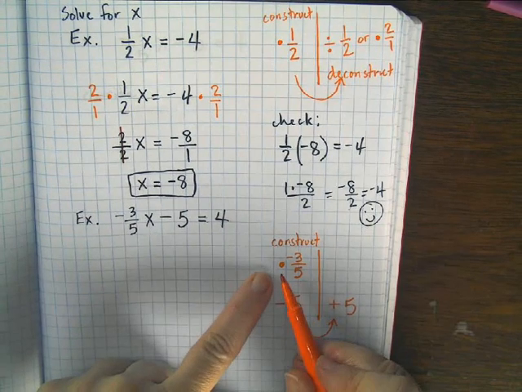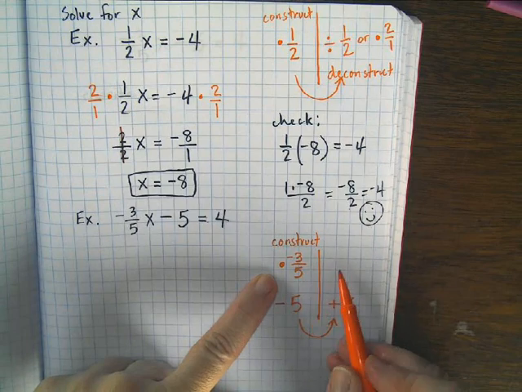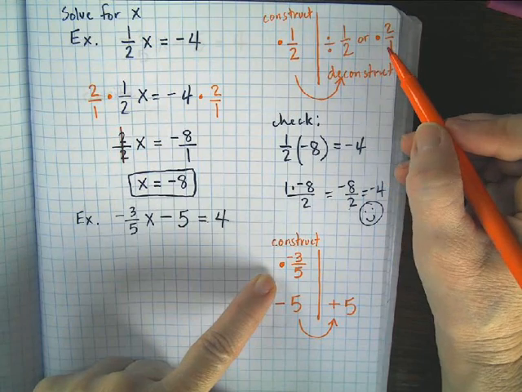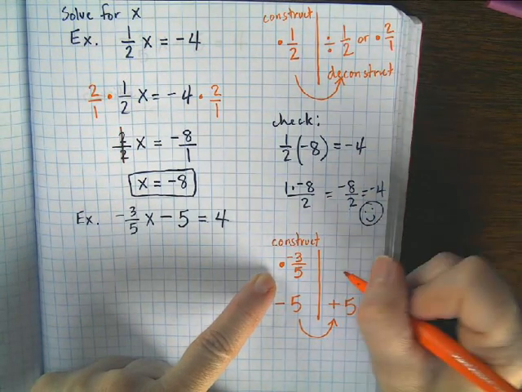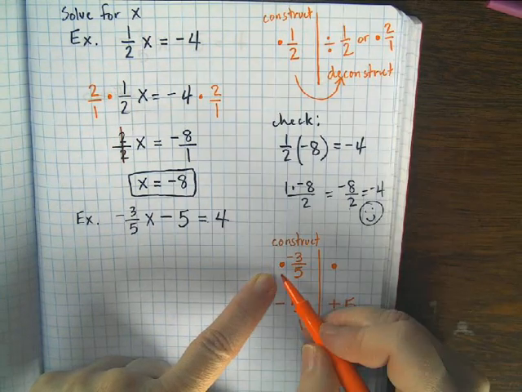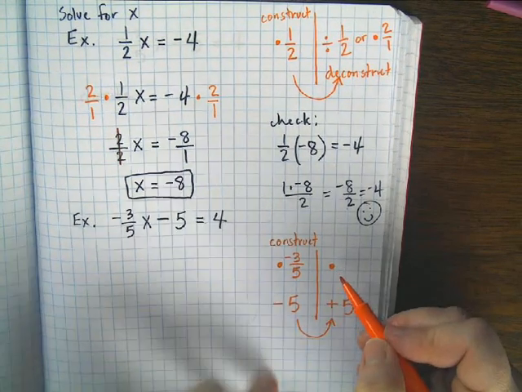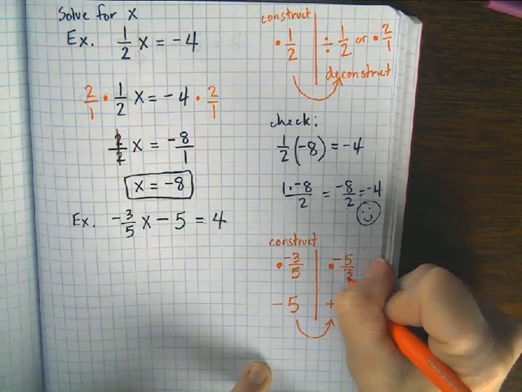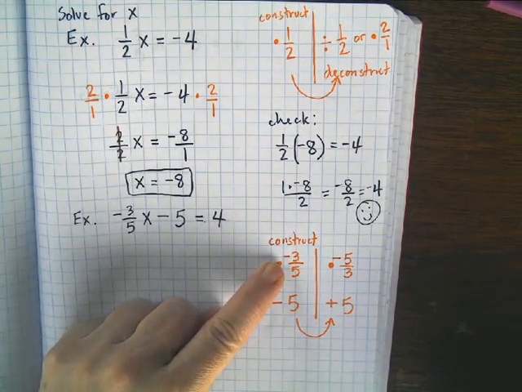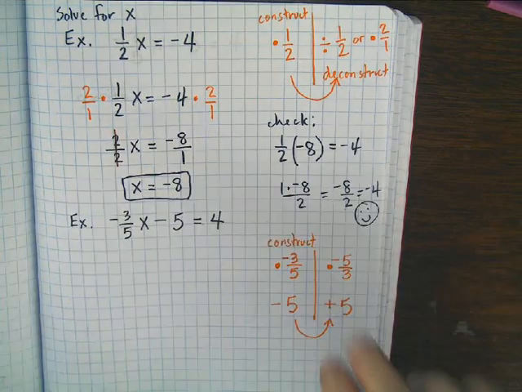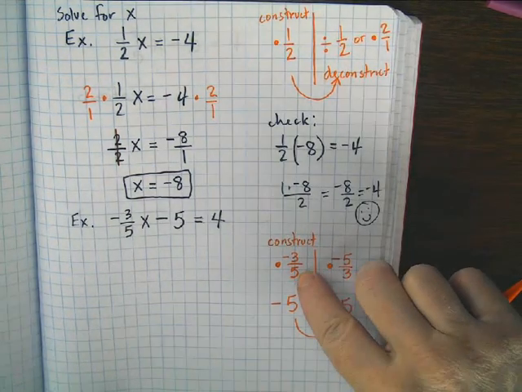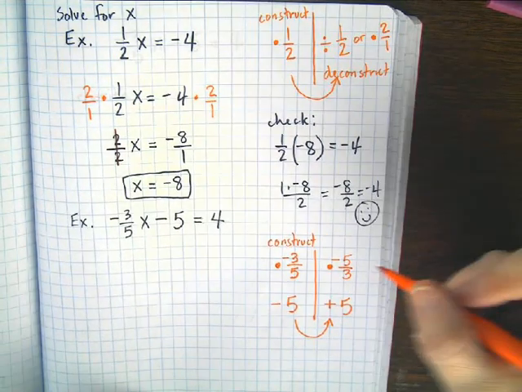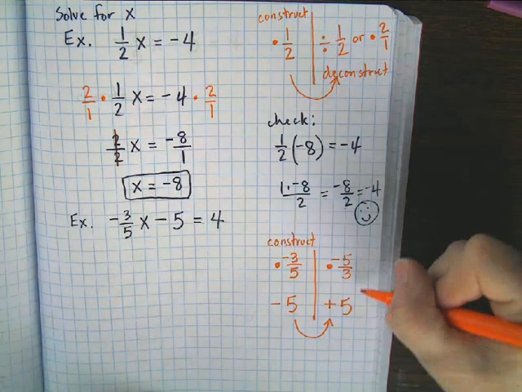What's the opposite of multiply by a fraction? Well, that's divide by a fraction. But remember, if we divide by a fraction, that's the same thing as multiplying by the reciprocal. The opposite of timesing by negative 3/5 is timesing by the reciprocal, negative 5/3. Doesn't matter where I put the negative. I could put the negative on the bottom or the top. It doesn't matter because a negative divided by a positive is the same as a positive divided by a negative. Okay, so I just flipped it. So this is how it was constructed. This is how we're going to deconstruct it.